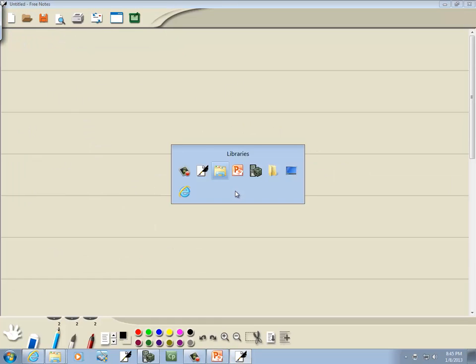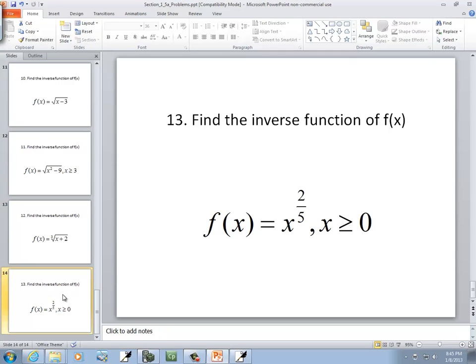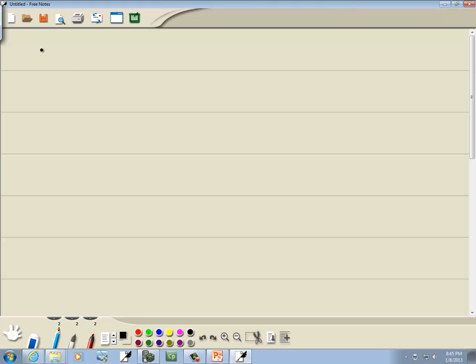And let's look at our last problem. f of x is equal to x to the 2/5, x is greater than or equal to 0. Why did they put a condition on this? Well, let's graph this and see what it looks like.